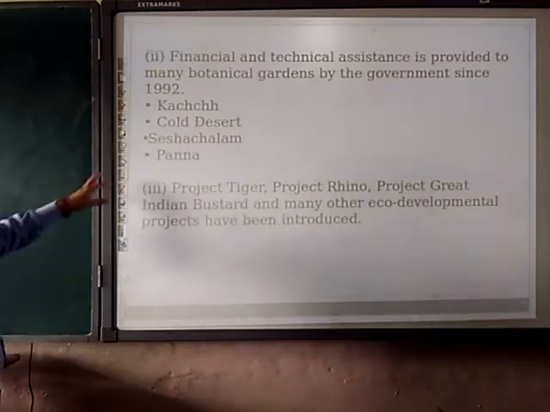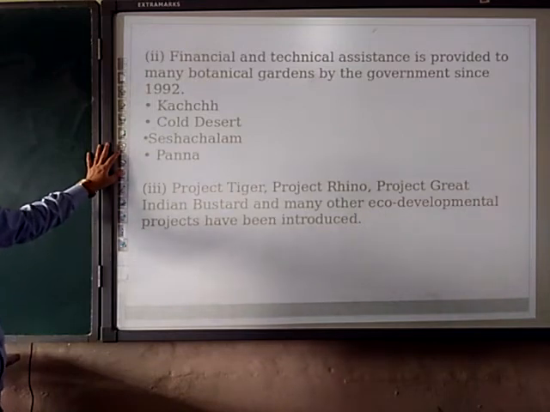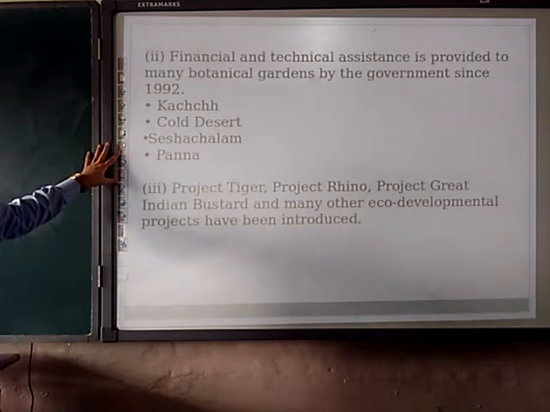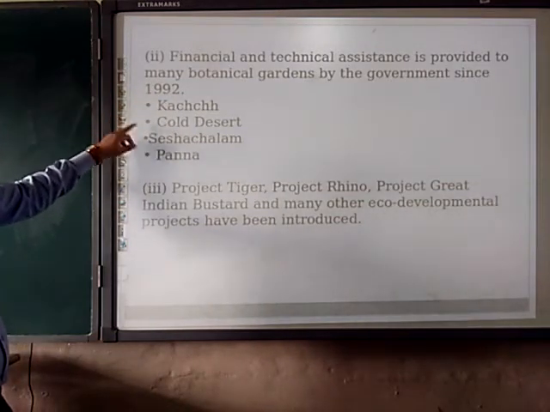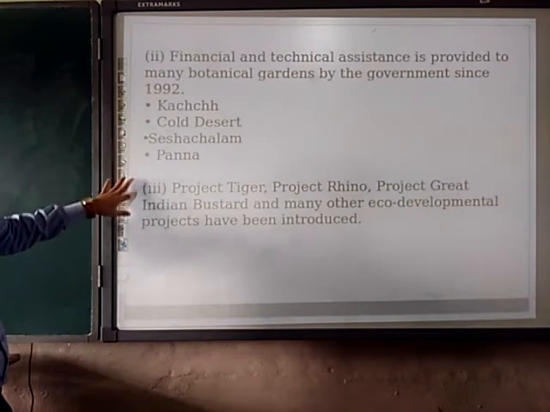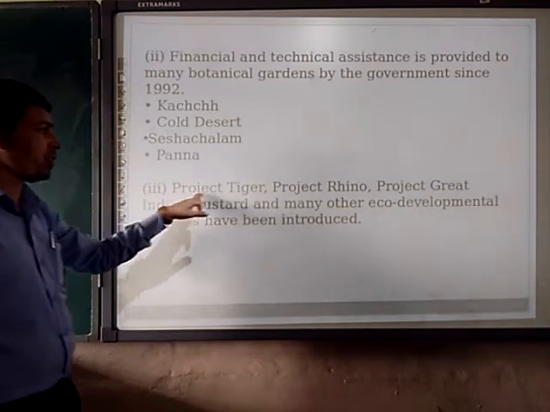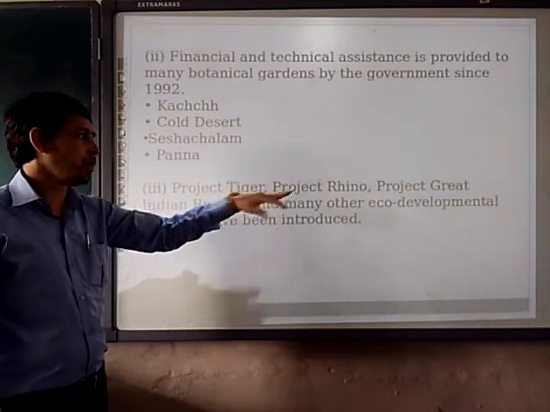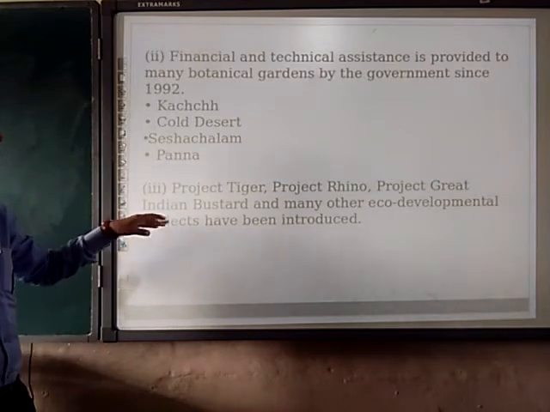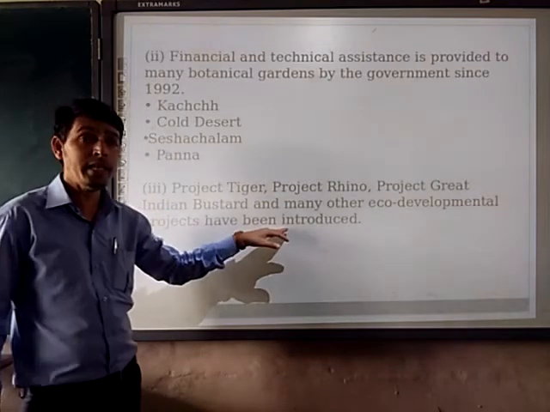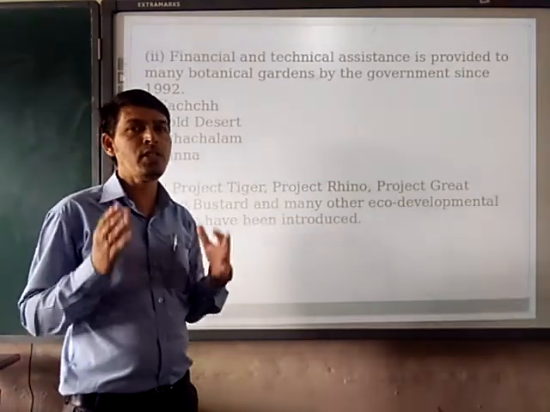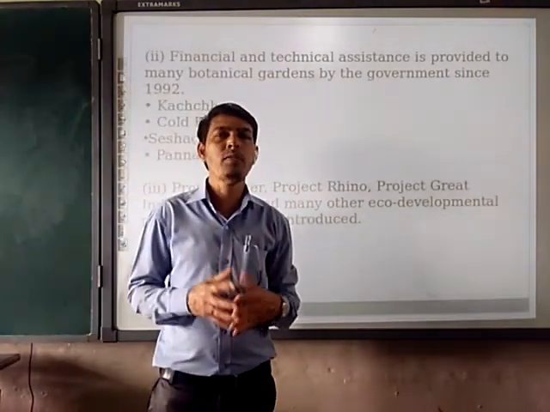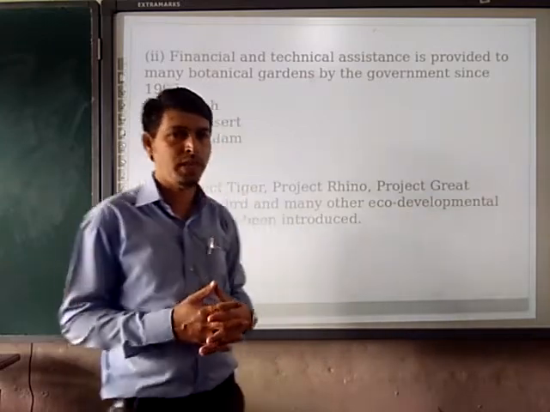Then next, financial and technical assistance is provided to many botanical gardens by the government since 1992. So these are there, in the cold desert like Manas. And third, Project Tiger, Project Rhino, Project Great Indian Bustard and many other eco-development projects have been introduced by the government of India for the conservation, protection and preservation of our wildlife and natural vegetation.